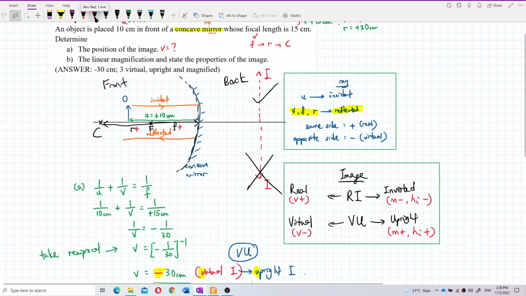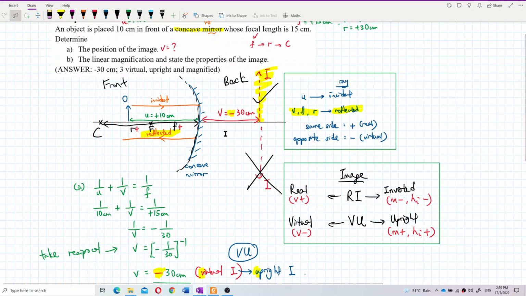Okay, let me write it. Your V is negative. Negative 30 centimeter. Yeah, because your V is negative means the image is not at the same side with the reflected ray. The image always compares with who? Image always compares with the reflected ray. So not at the same side with the reflected ray. So that's why the V is negative.